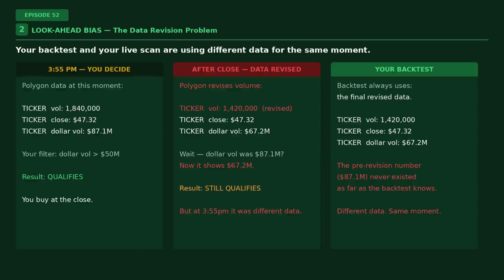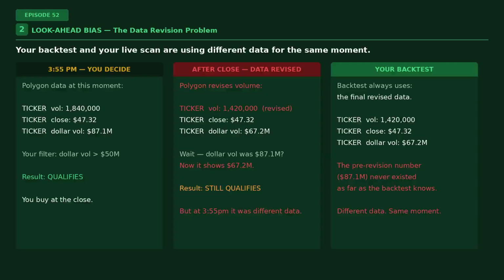The backtest pretends you can buy at a price you could only know after the fact. In a scanner workflow, there's a second version of this that's less obvious. Data providers like Polygon update volume figures after the close. Adjusted volume, trade count, and dollar volume can shift once all the data is fully reconciled. Your backtest runs on those final numbers. But at 3:55 p.m., when you actually made your decision, those revisions didn't exist yet.